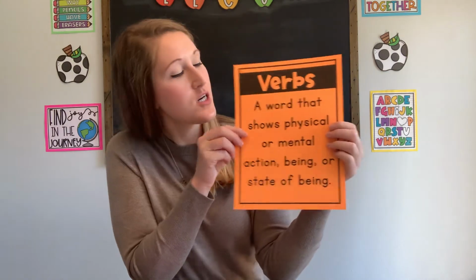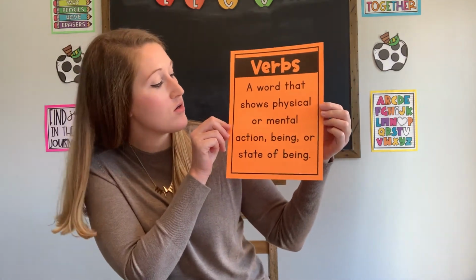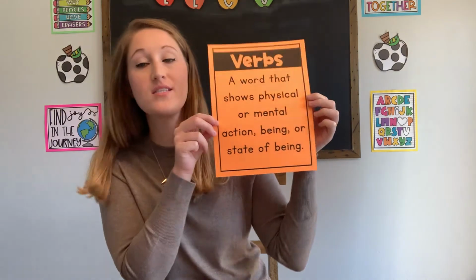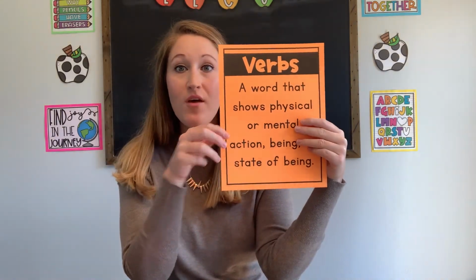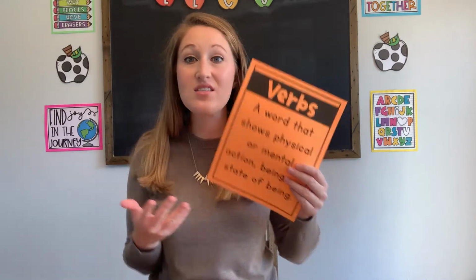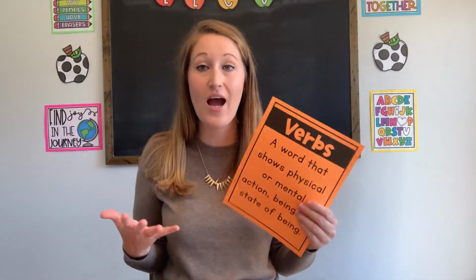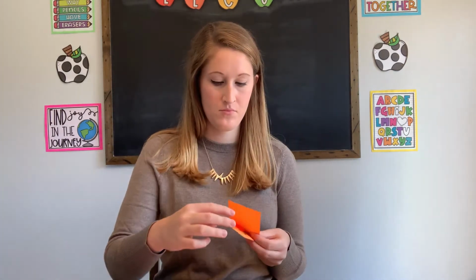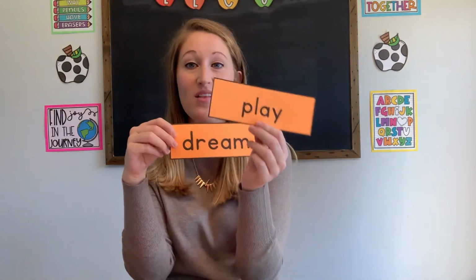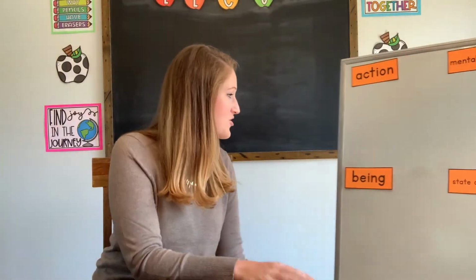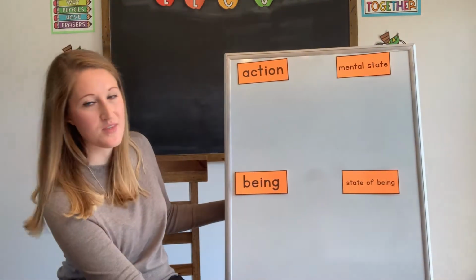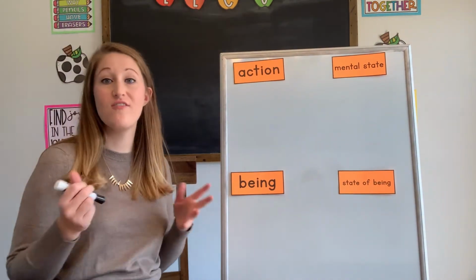We're gonna jump in and talk about verbs now. So verbs are words that show physical or mental action, being, or state of being. So verbs are action words. They're the things that we do, right? The things that our nouns do, the things that our people do. Some examples of verbs are words like jump, dream, and play. Just like with our nouns, we're gonna bring in our trusty whiteboard and come up with a list of some verbs.